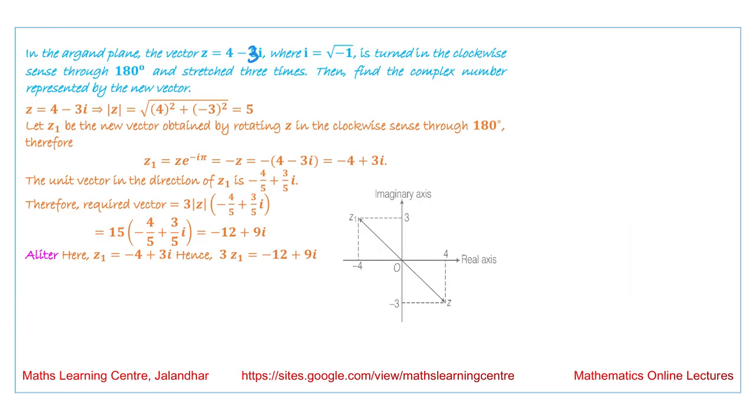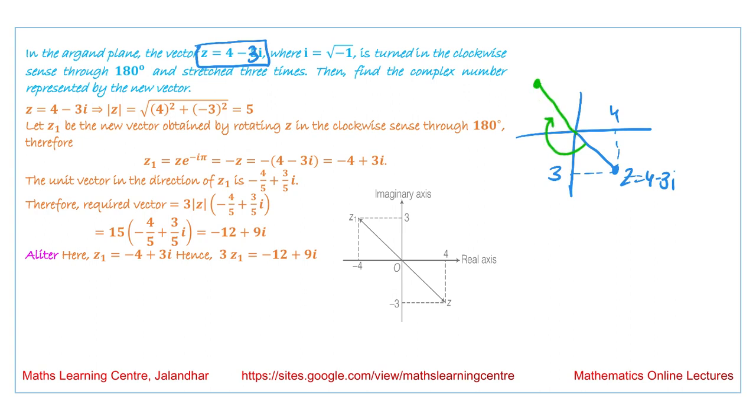Next, in the Argand plane, the vector z equal to 4 minus 3 iota is turned in the clockwise sense through 180 degrees. If we plot this point, 4 minus 3 iota, it will be somewhere over here. This point is z equal to 4 minus 3 iota, 4 over here and 3 over here. Now it is given that this vector is rotated clockwise through an angle of 180 degrees. So if it is rotated clockwise by 180 degrees, we obtain a point over here.